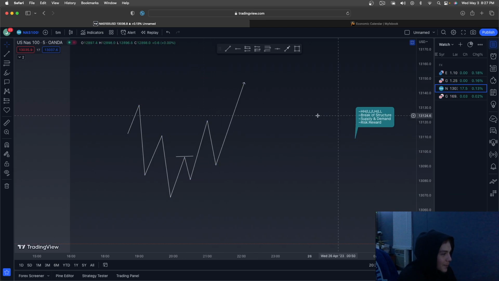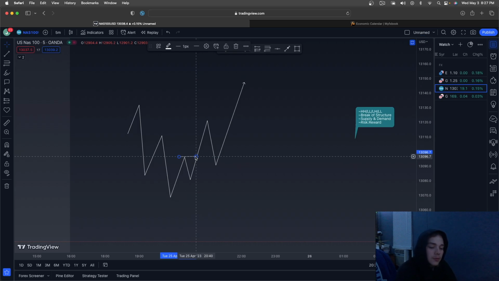I know this might be confusing to people that don't know what I'm talking about, but if you already understand this, you can skip ahead in the video a little bit. This is more so for the people that don't really know structure. So with this break of structure, this is a confluence that the trend of the market is about to change or about to throw in a fake out.